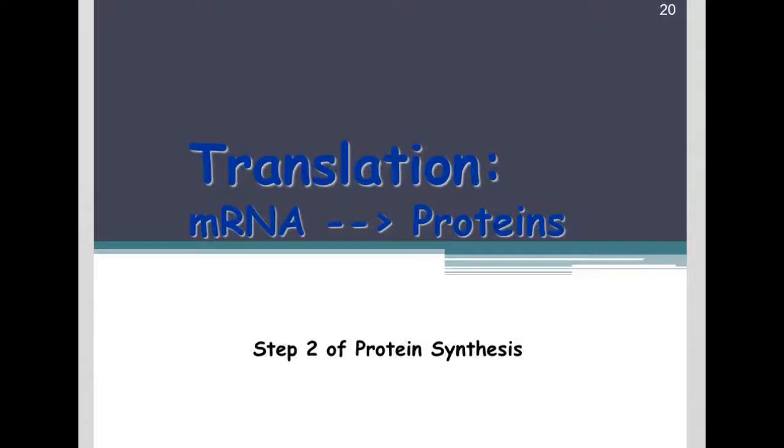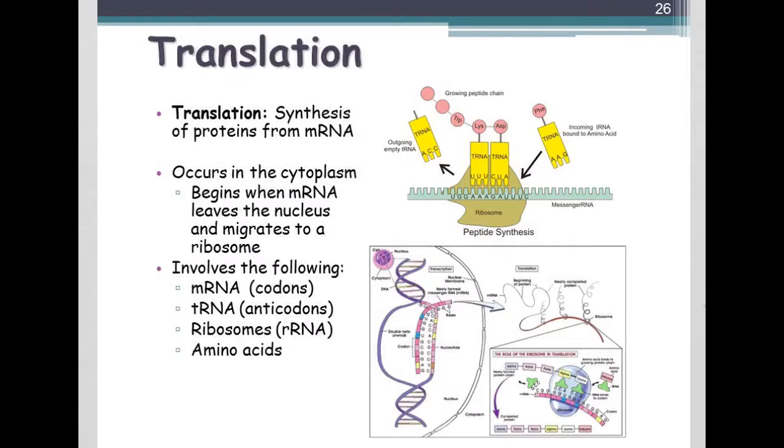This video is going to be an introduction to translation, which is step 2 of protein synthesis, where we take mRNA and turn that into proteins. Translation, as mentioned, is the synthesis of proteins from our mRNA message. It occurs in the cytoplasm and, of course, begins when mRNA leaves the nucleus and migrates to a ribosome, and we'll talk about that in just a little bit.